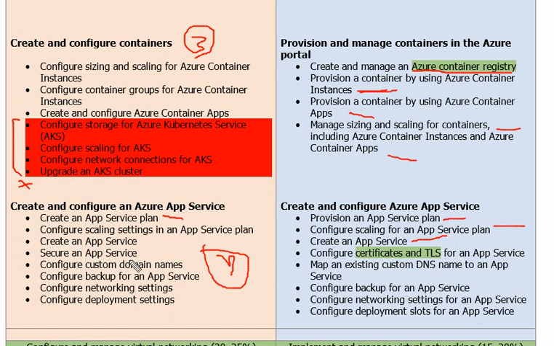Create and secure an app service, that is changed to configure certificate and TLS part. Configure custom domain name, that we can say map an existing custom DNS. And configure backup for an app service, backup part is also covered in the new one. Configure network settings, that is also there. Configure deployment, that is also there.